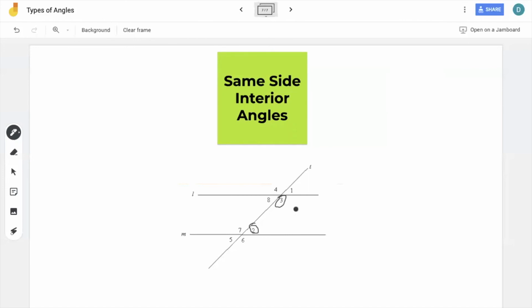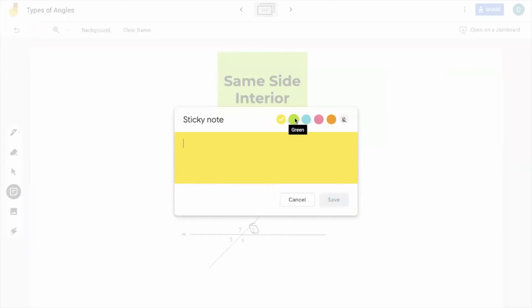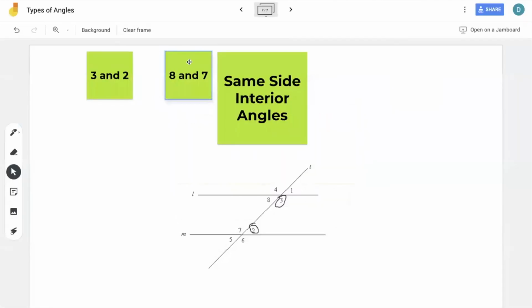And it's the same principle as the 1 and 6 thing, just that they're interior. So 3 and 2, as well as 8 and 7. 3 and 2, 8 and 7. These are our same side interior angles. Now, what's so special about these?